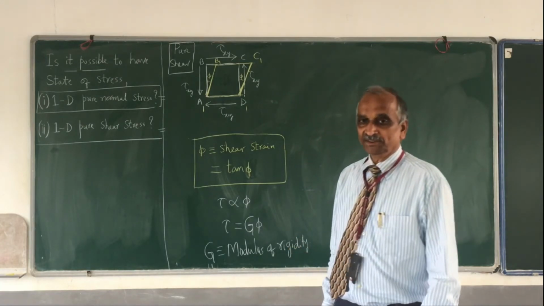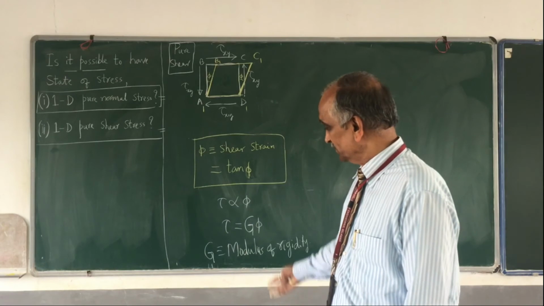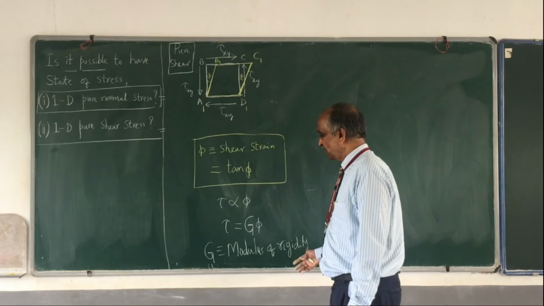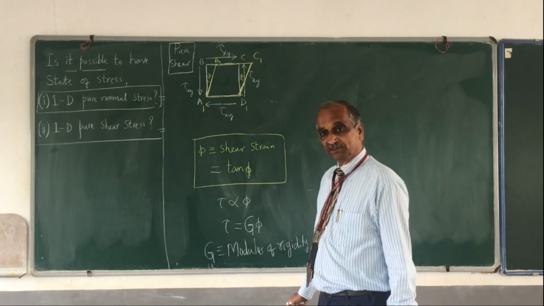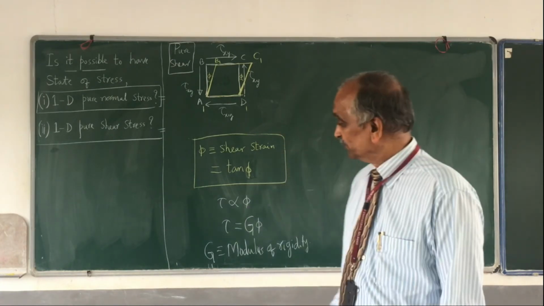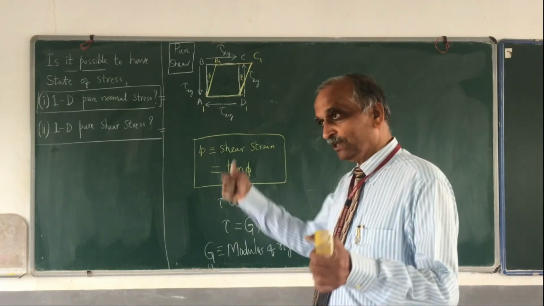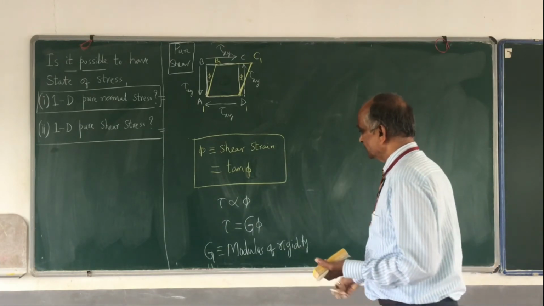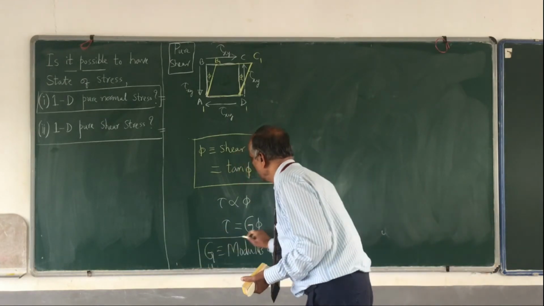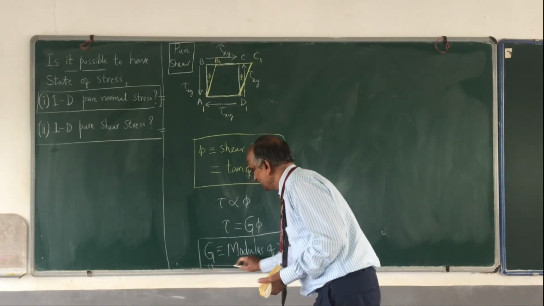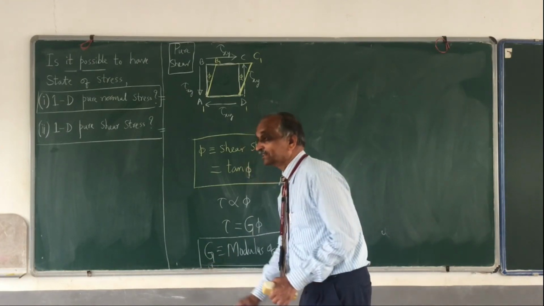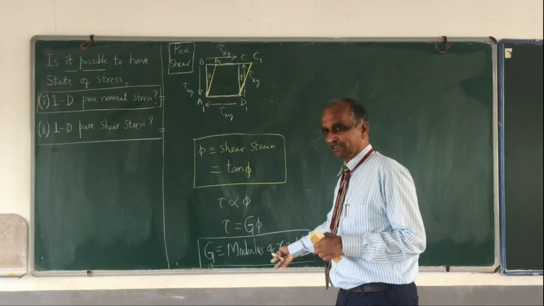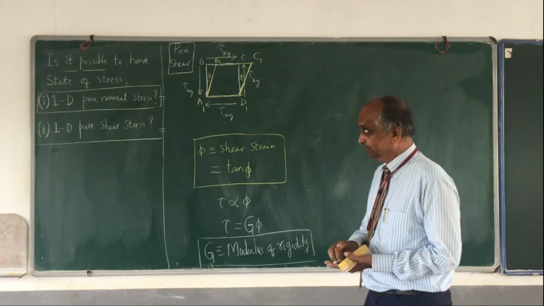Just like E, Young's modulus of elasticity, this modulus of rigidity is also called an elastic constant. It is also a property of a material. Every material has its own value of G. This is what we call modulus of rigidity, and we don't have anybody's name. For E we call it Young's modulus of elasticity, but this doesn't have any name like that. We call it modulus of rigidity.